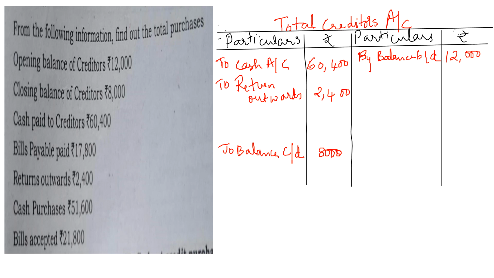Next, you have cash purchases. So cash purchases will not be recorded here, because as I told you, that will be added to the credit purchases to find out the total purchases. Next, you have bills payable accepted. So when it is accepted, it will be recorded in the debit side as to bills payable account. So this is accepted or issued, it will be given there. So bills payable account 21,800. Okay, all items are done there.